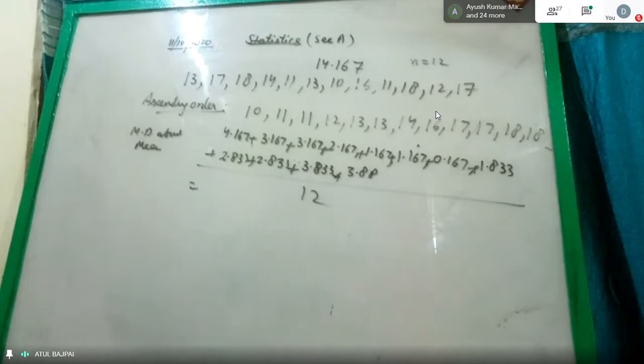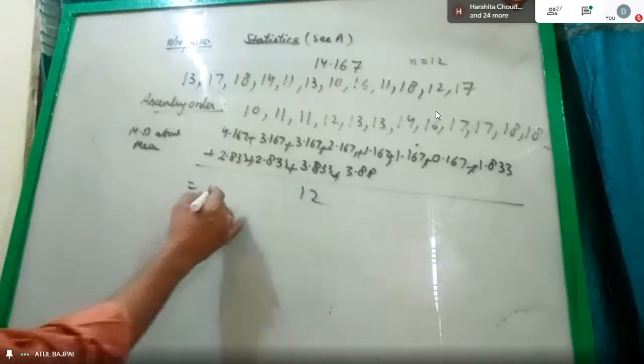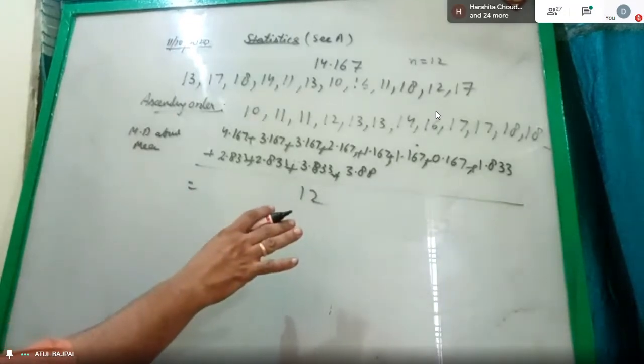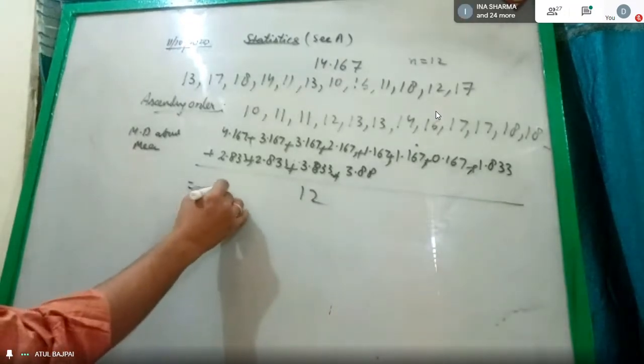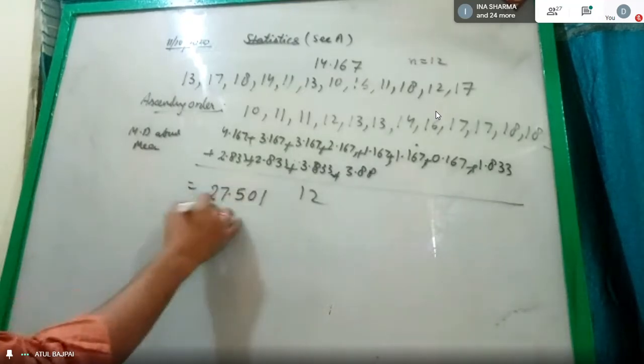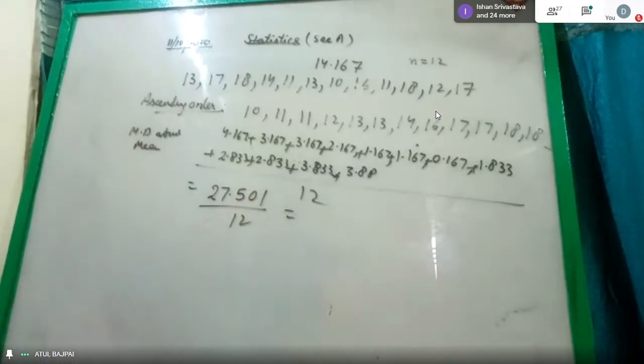Do it fast so I can take the next values. For addition, you can use a calculator, do it fast. Has anyone done, or should we move to the next part? Look at the time also. Sir, it is coming 27.501. Check 27.501 divided by 12. Final answer.